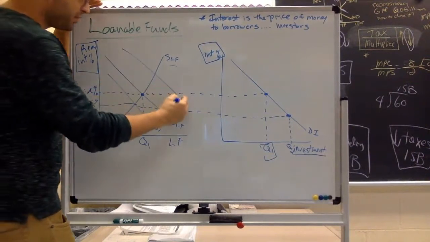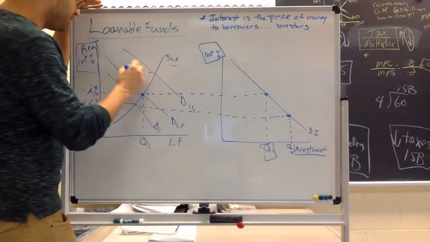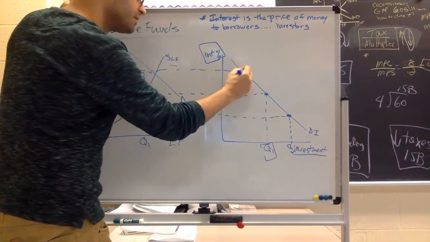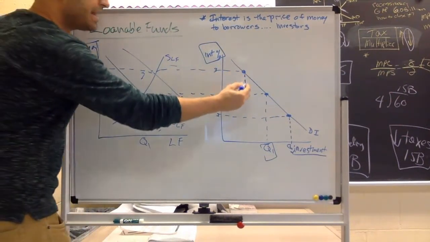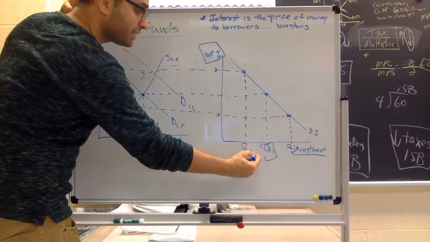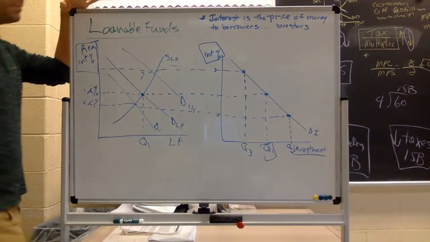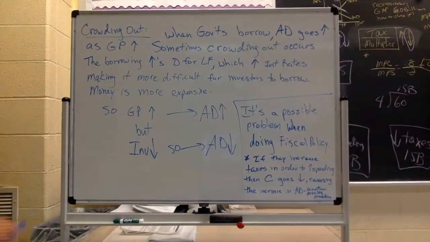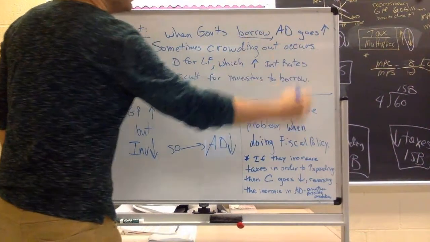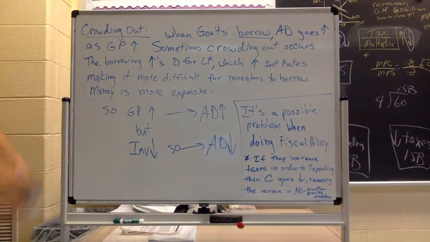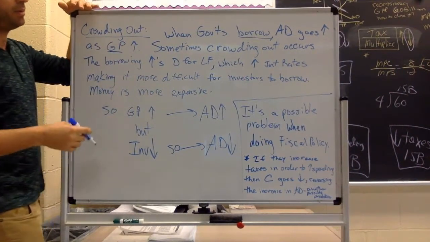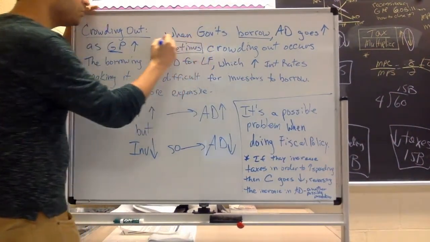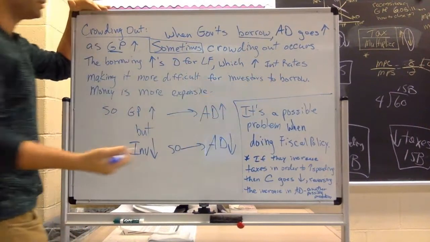If demand shifts to the right, then the interest rate goes up, and look what happens. Okay, so you've got 1, and then 2, and then 3. Now there's going to be less quantity when interest rates go up, so less overall investment. Why is this important? Because you have to understand crowding out. When a government borrows, aggregate demand is supposed to go up, right? They're borrowing, they're spending. So as GP goes up, AD goes up. Sometimes, only sometimes, crowding out occurs.